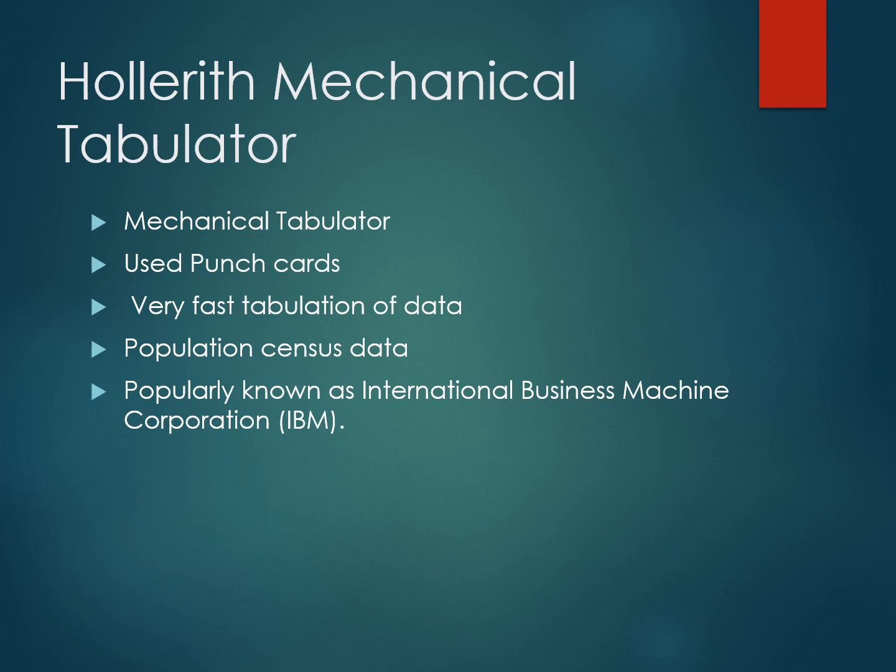An American statistician, Herman Hollerith, developed a mechanical tabulator using punch cards. A feature of this machine was that it used punch cards to perform very fast statistical tabulations of lakhs and lakhs of data. Hollerith's mechanical tabulator was used to calculate the population census data of America. In 1911, four companies, including Hollerith's firm, merged into a single company. The firm is popularly known as International Business Machines Corporation, also known as IBM.